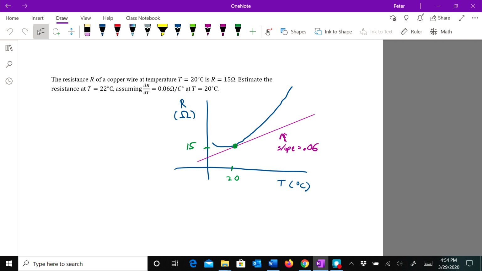Well, if you notice what they gave you here, they gave you in the problem dr over dt. dr over dt is just another way of writing r prime of t. So what that tells us is that at some point there must have been a function r as a function of t. In other words, resistance is a function of temperature, and they're giving us the derivative of that function.